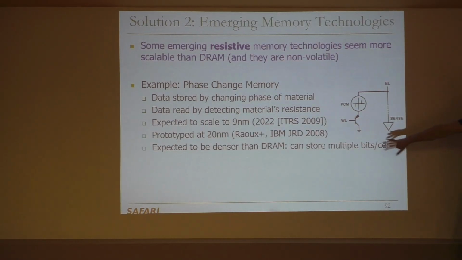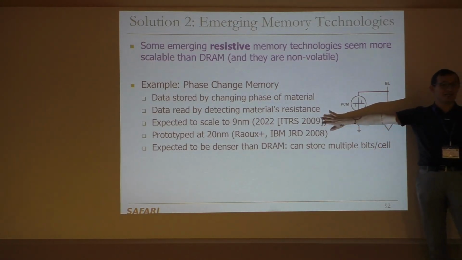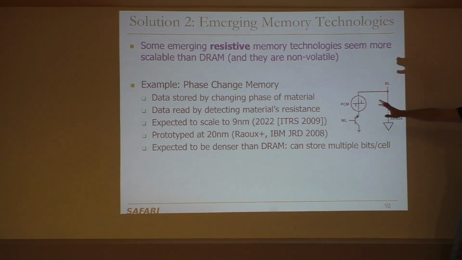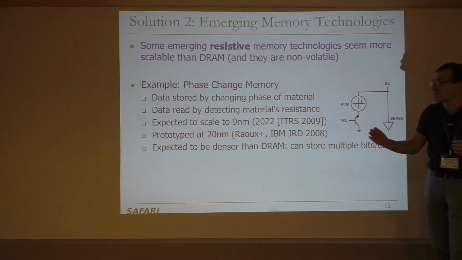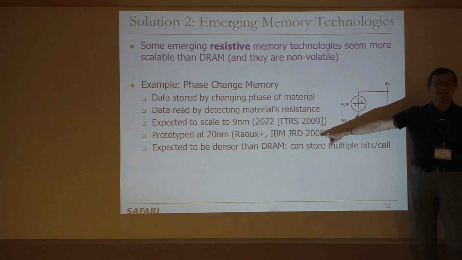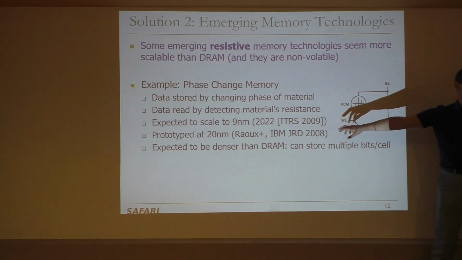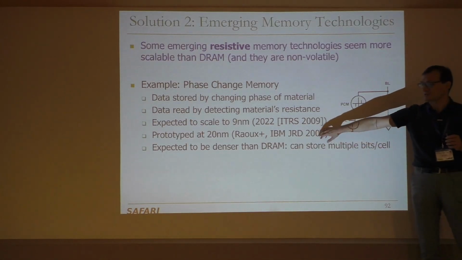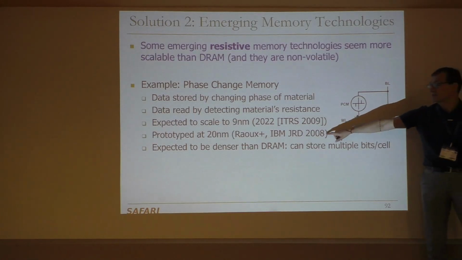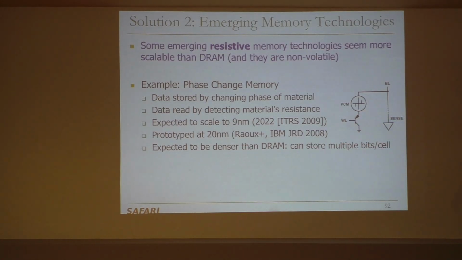These are actual old numbers over here. This is a slide from 2008 again. But this is expected to scale to about 2 nanometers or even less right now. People are thinking it's going to scale to very small nanometers. Even as early as 2008, it was prototyped at 20 nanometers. This is a beautiful paper in the IBM Journal of Research and Development. The researchers analyzed the technology as early as 2008, and if you're interested, you can read that paper. It's also expected to be denser than DRAM because you can store multiple bits per cell. You can chop up the resistance range into many, many pieces, and you can store, let's say, 4 bits per cell.